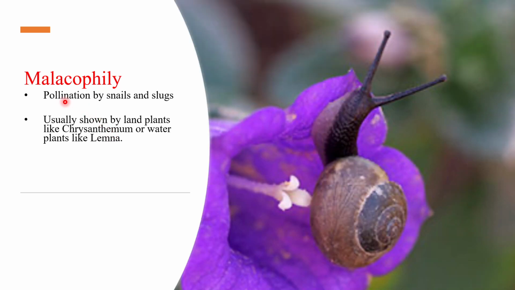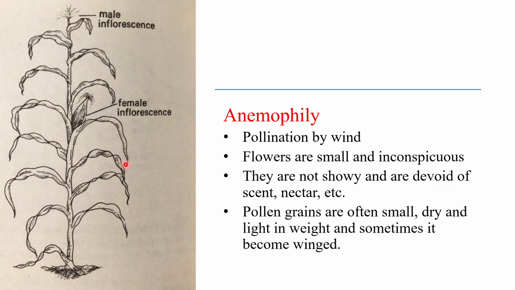The pollination caused by snails and slugs is known as malacophily, usually shown by land plants like chrysanthemum or water plants like Lemna. Here we see. Then we will go to anemophily. Anemophily is the pollination caused by wind.